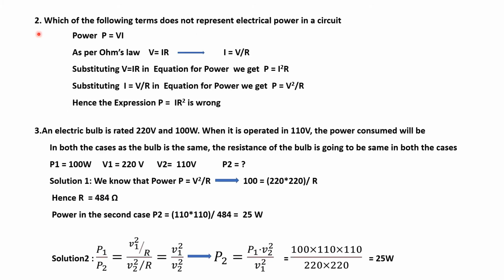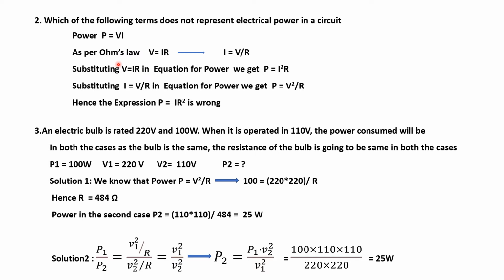Question number 2. Which of the following terms does not represent electrical power in a circuit? So in this problem they have given 4 expressions for power. We need to find which expression is wrong. We know that the formula for power, P is equal to voltage into current, that is V into I.